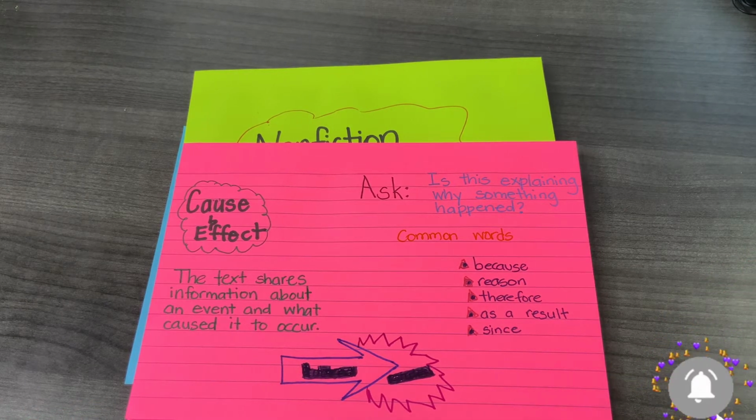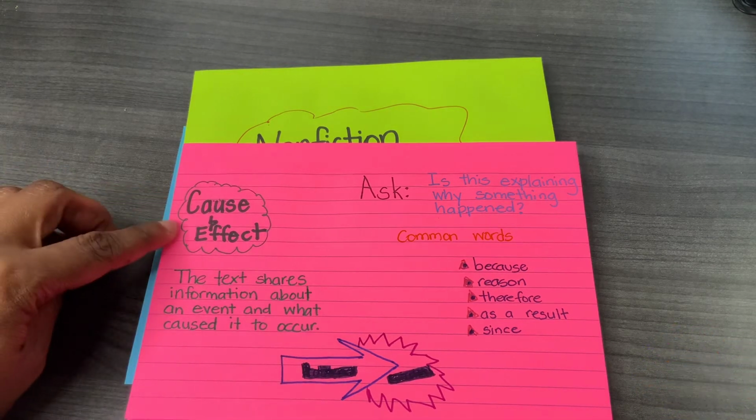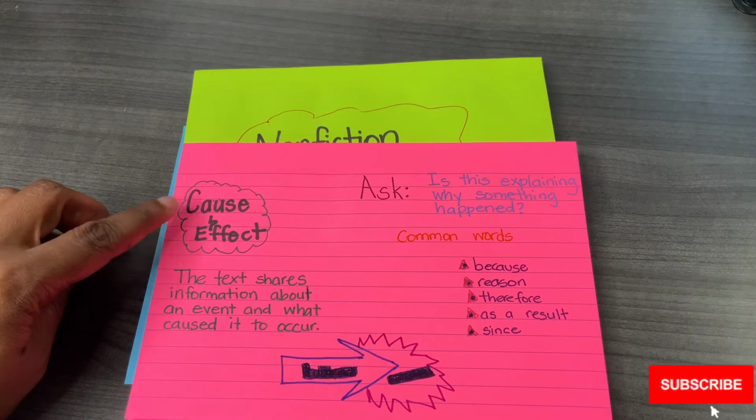So because I left my umbrella, I got wet in the rain. Or because I left my lunch money, my friends shared lunch with me. The cause is you left your lunch money. The effect is someone gave you lunch. Now, here, you can ask yourself, is this explaining why something happened? If that's the case, chances are the structure of your text is cause and effect.